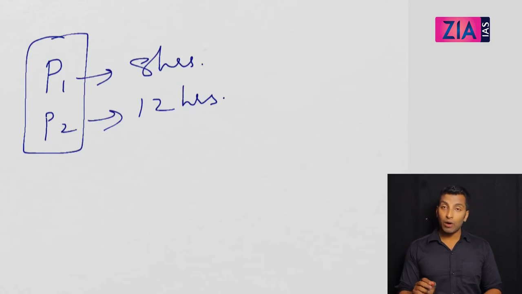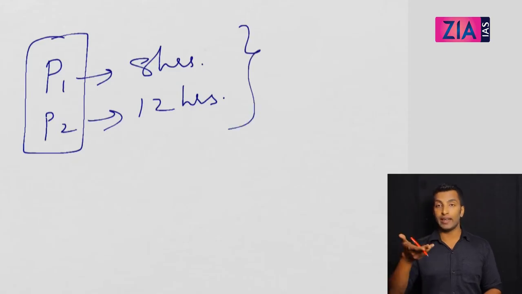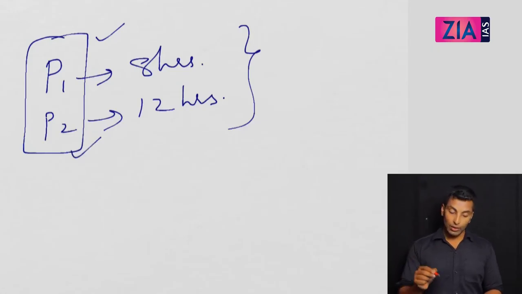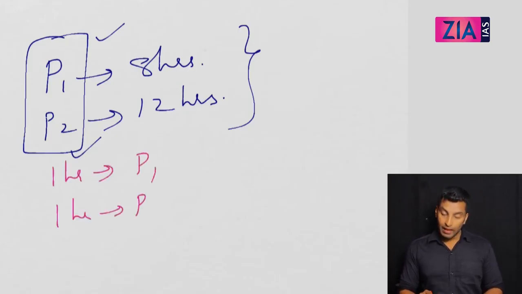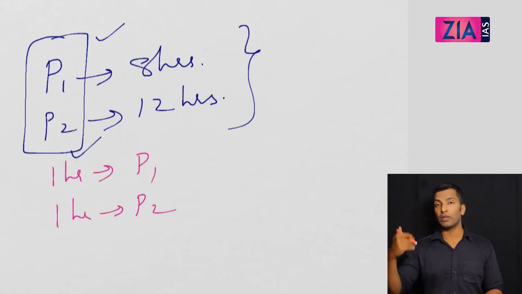Now, they are not working together. I'm not going to open them together. What I'll do is I'll do it alternatively. I'll start with pipe 1 and then pipe 2, then pipe 1, then pipe 2, like that. So I need to fix a time period. So first 1 hour, pipe 1. Next 1 hour, pipe 2. Next 1 hour, third hour, pipe 1, fourth hour, pipe 2, fifth hour, pipe 1, sixth hour, pipe 2.